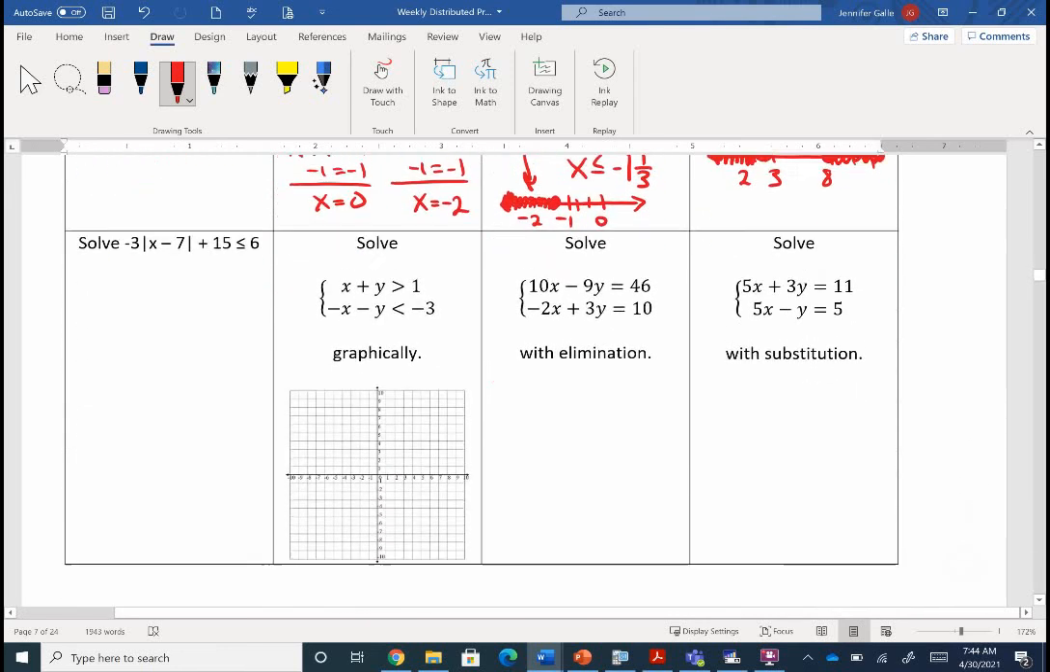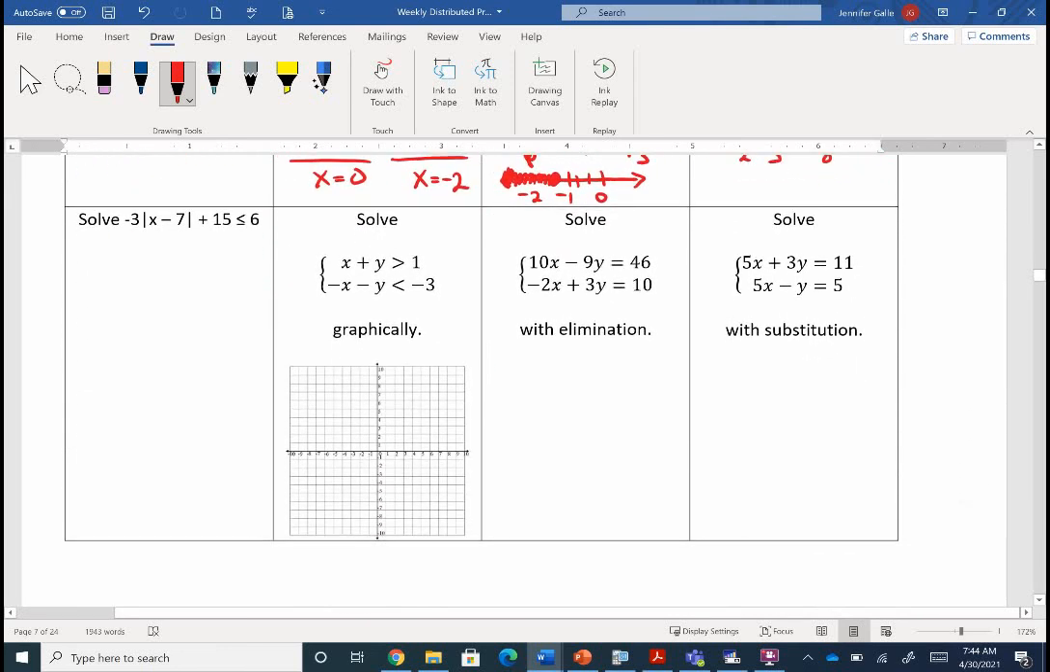All right, onto the third row we go. Now we're solving an absolute value inequality. Same as we saw above with our absolute value equation. I cannot distribute the -3. I need to get the absolute value bars by themselves, and then I can take care of the absolute value. So I'm going to start by undoing addition by subtracting 15. -3, absolute value of x minus 7 is less than or equal to -9.